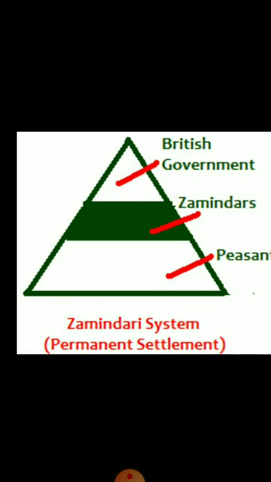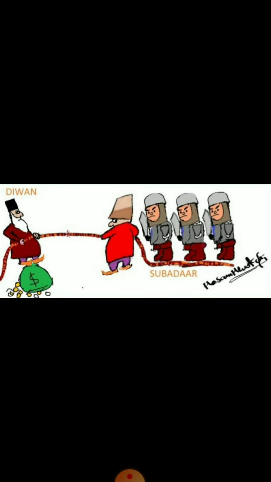Since these regions had important and secure trade routes, trade flourished here. The wealthy traders often gave loans to the Ijaradars to pay their share of revenue on time. This made the traders very important and powerful politically.